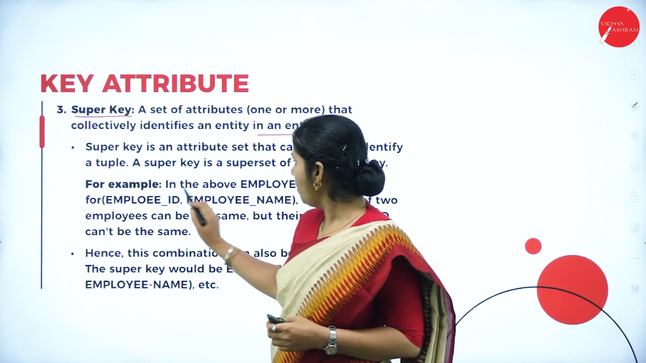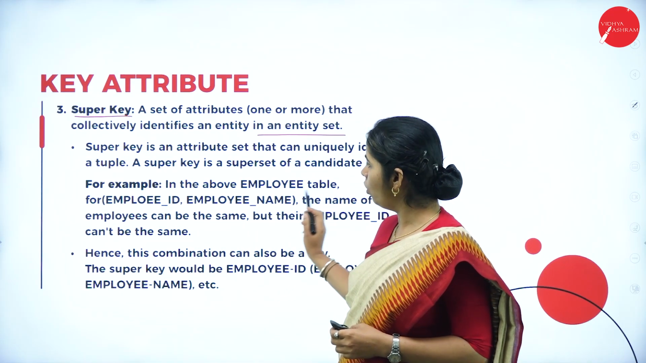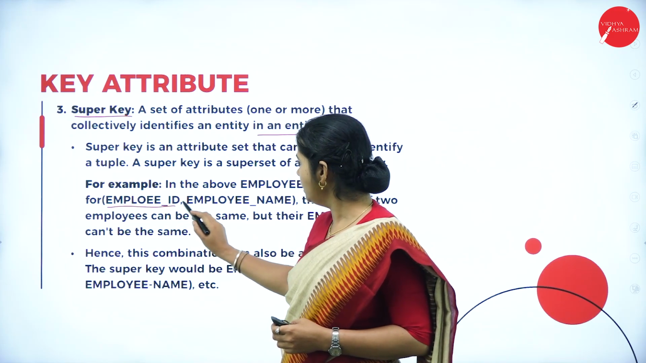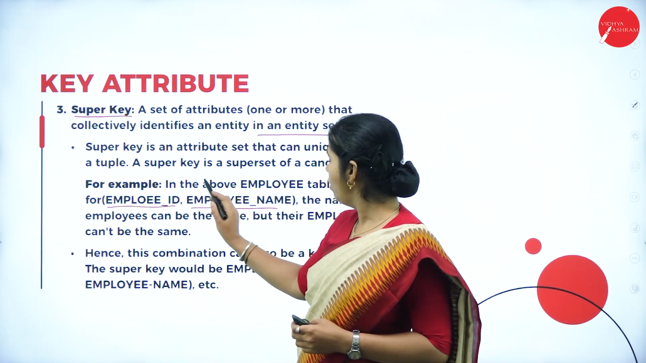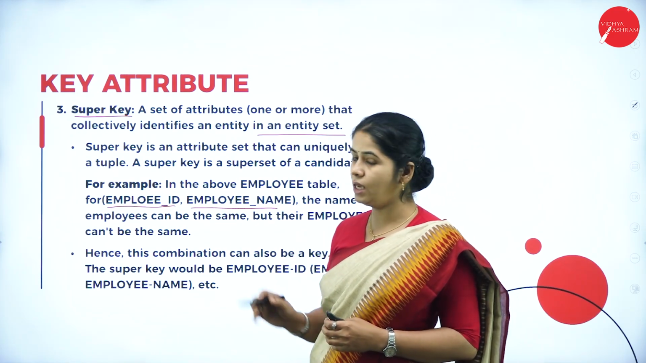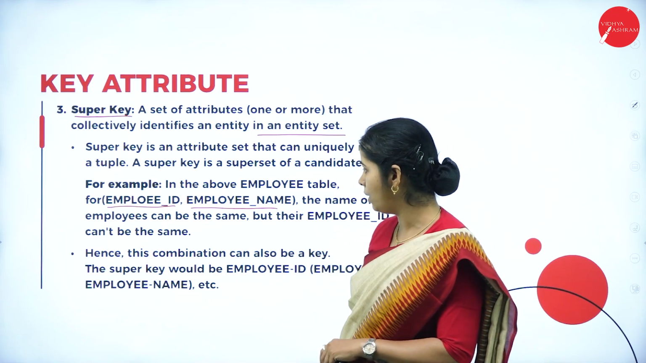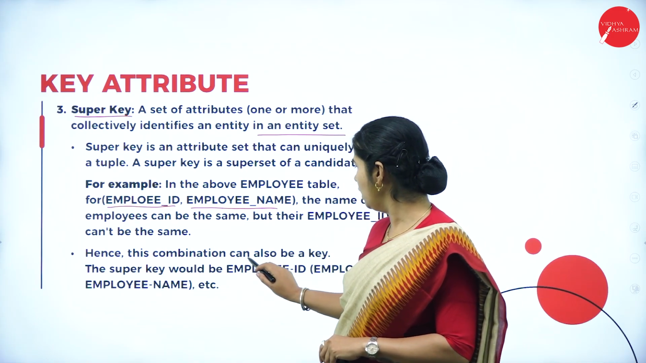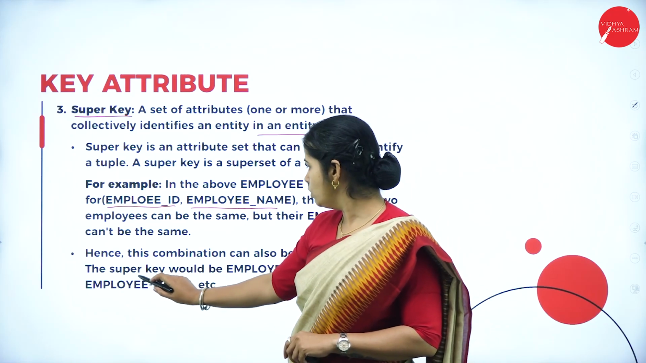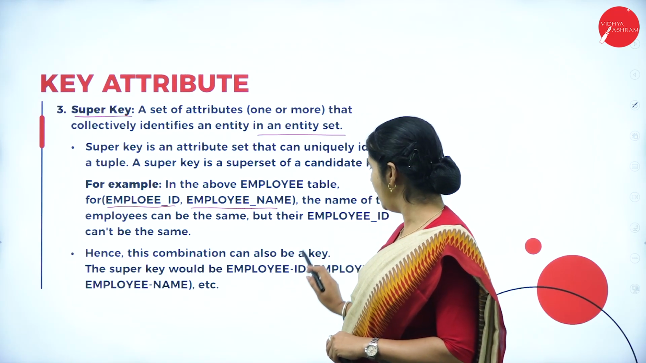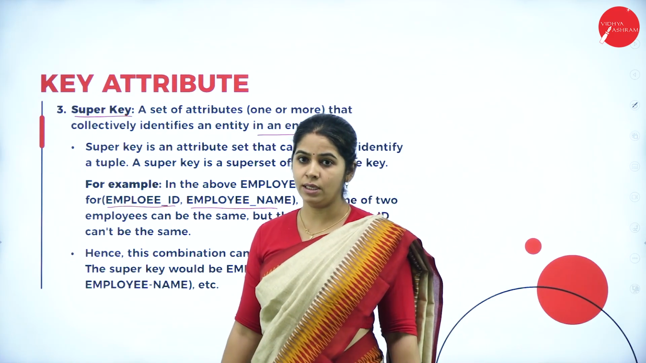For example, in the above employee table, employee ID and employee name together form what? A super key in the employee table. Hence, this combination can also be a key. Super key could be employee ID and employee name, etc.